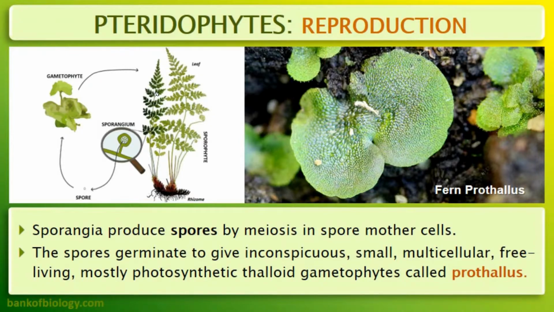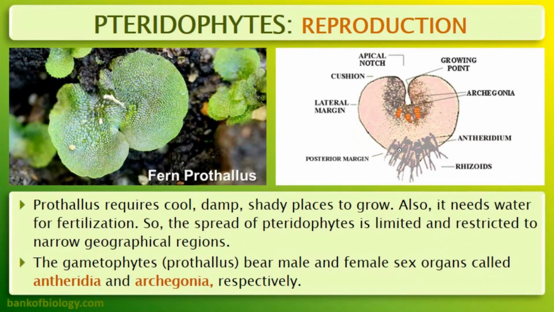Sporangia will produce the spores by meiosis. The spore mother cells in the leaf will undergo meiosis to produce the spores which have n number of chromosomes. These spores will germinate to form a small inconspicuous multicellular free living photosynthetic thallus which is called the gametophyte. And this is the gametophytic prothallus of fern plant. The prothallus requires a cool, damp and shady place to grow. It needs water for fertilization.